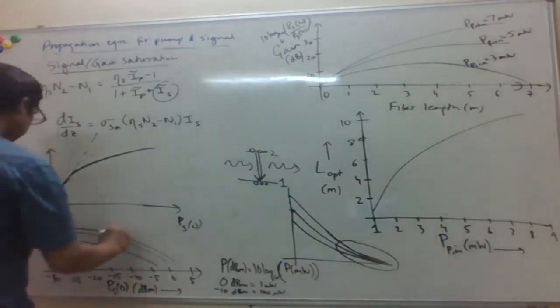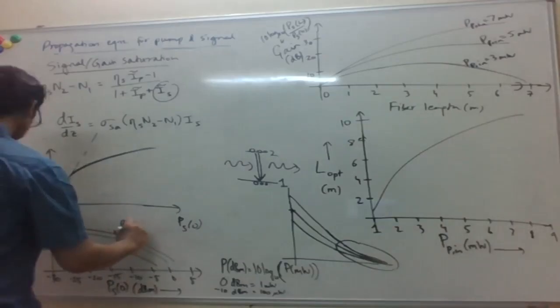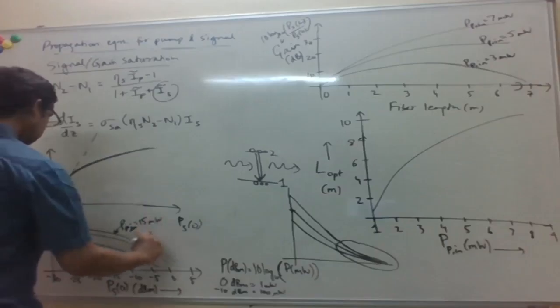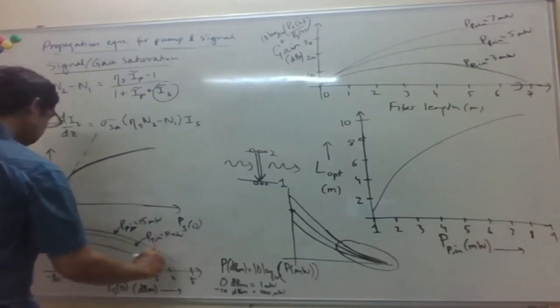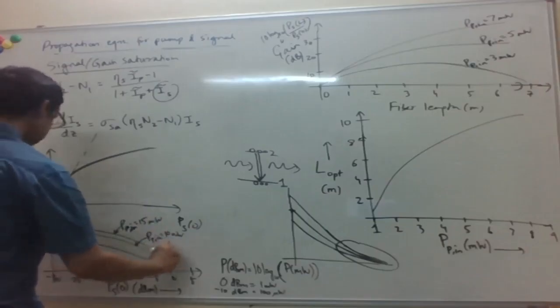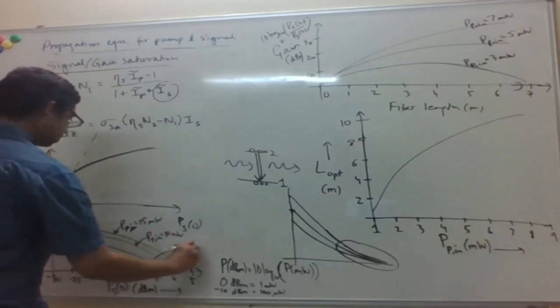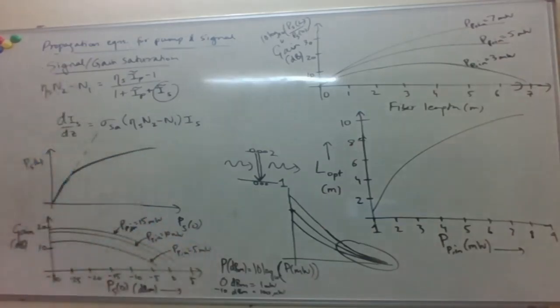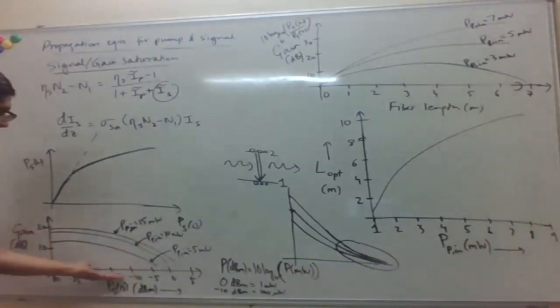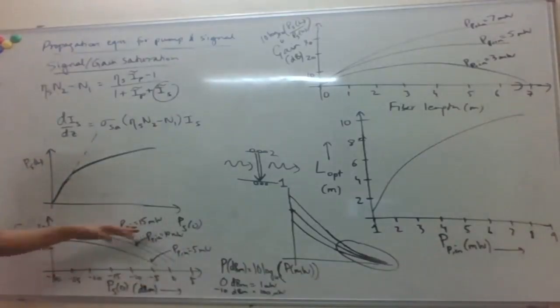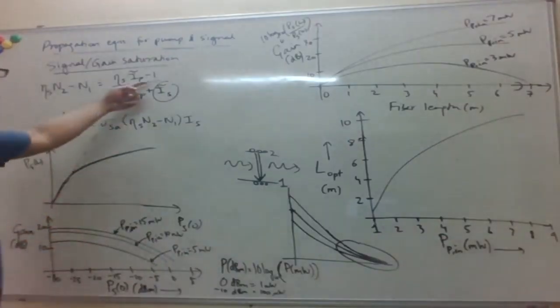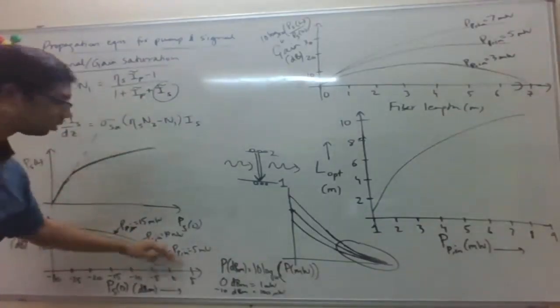So these are for different pump powers. This is for a pump of 15 milliwatt, this is 10 milliwatt, 5 milliwatt. Okay. So basically, once the input signal power is beyond a certain level, it's now strong enough that it's causing a reduction in the gain.